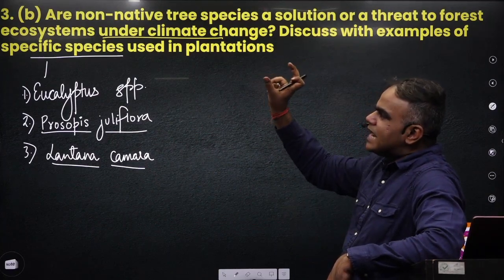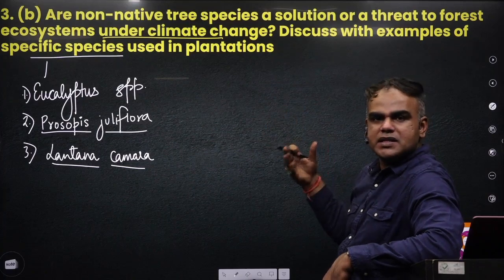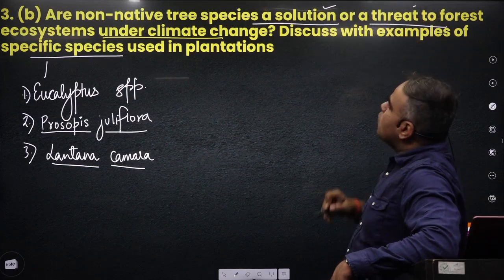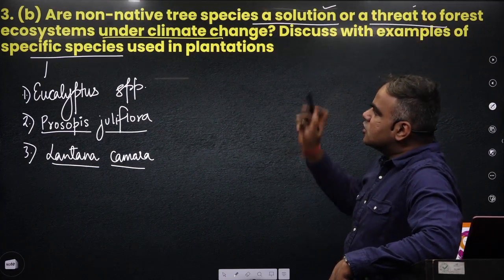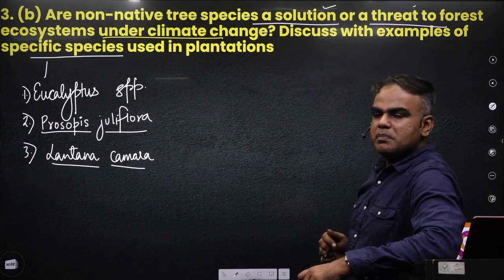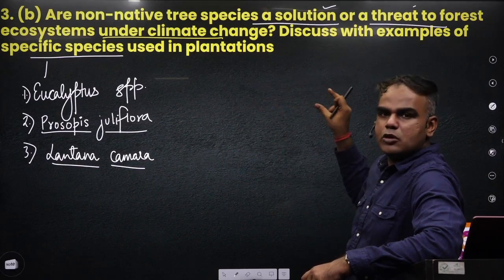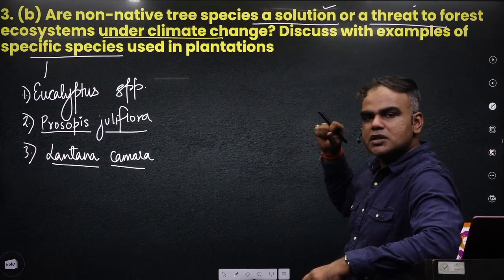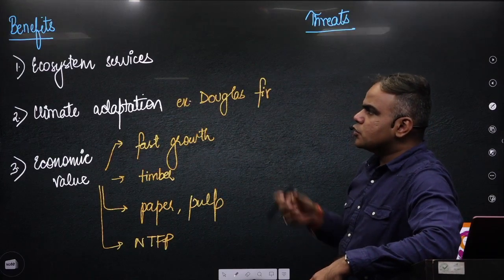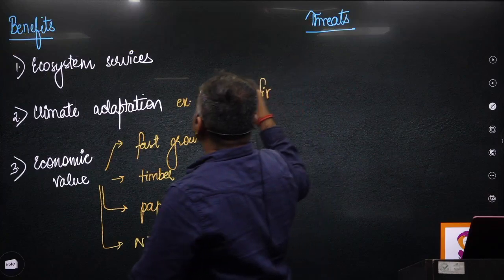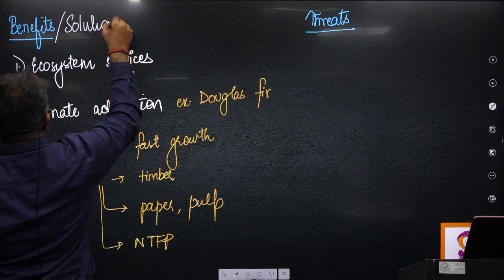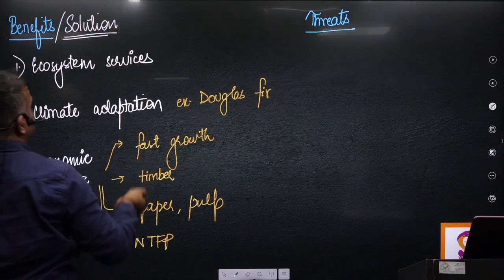So when you see the non-native tree species, of course they will have certain benefits. We'll talk about the benefits, which is the part of solution, and then we'll also show why they are a threat to the ecosystem, especially if this is under climate change. So here you can give, if you want, just a very one line introduction about the non-native species, which are of course not native to the ecosystem. The name is very much self-explanatory. So here the first part which says they are a solution. So here of course the heading can be this, okay, solution or threat.